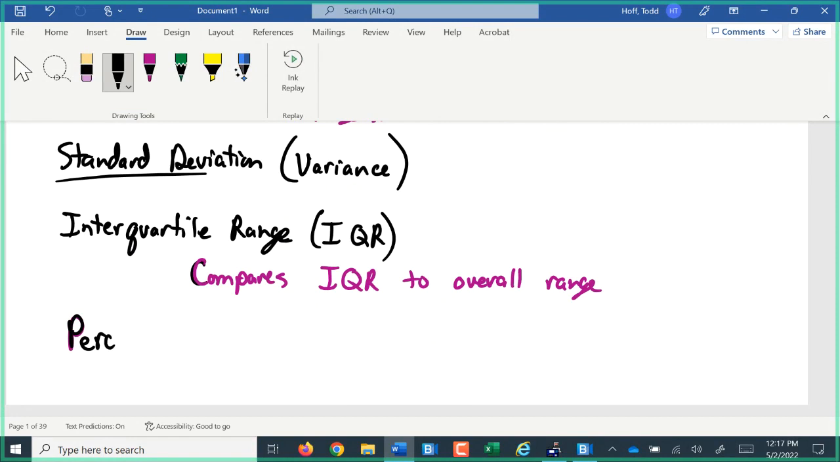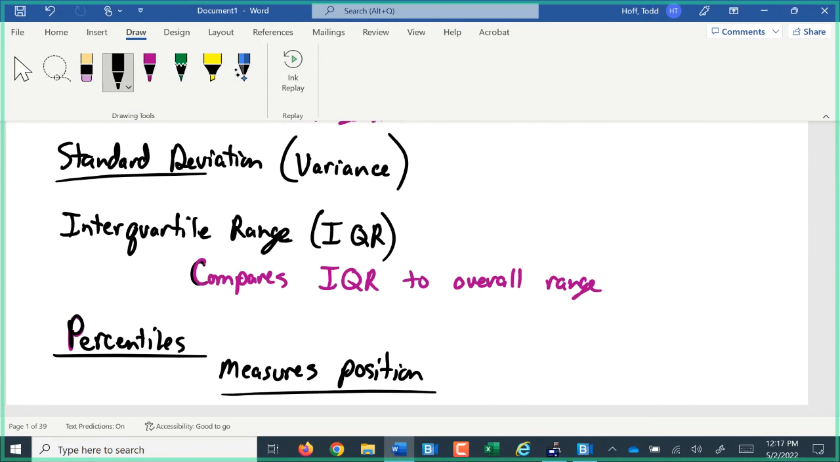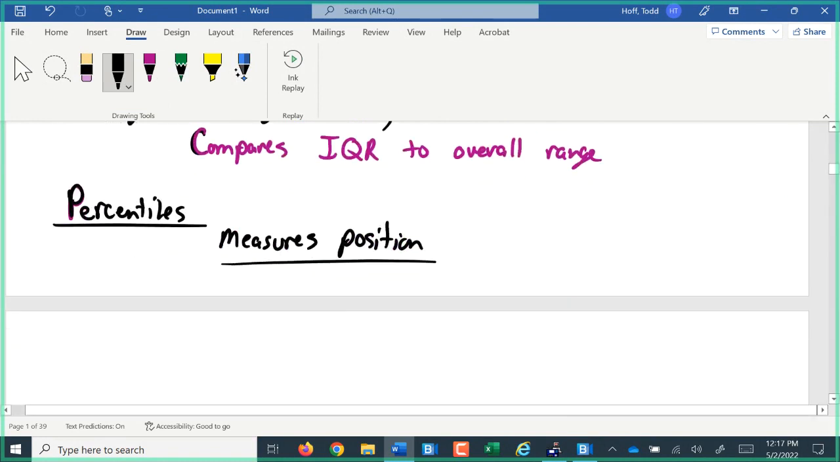Talk about percentiles. Percentiles is actually a measure of location, or statistically it's often referred to as position, where a number is located within a data set. And this is actually a very important concept because it allows us to do some of our distribution plots. That's where we're going to pick up on Wednesday.